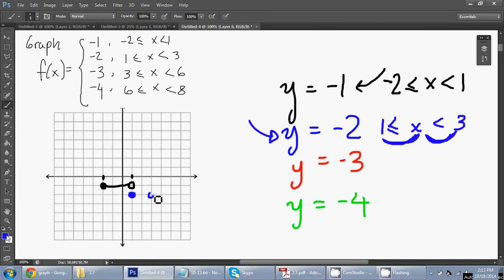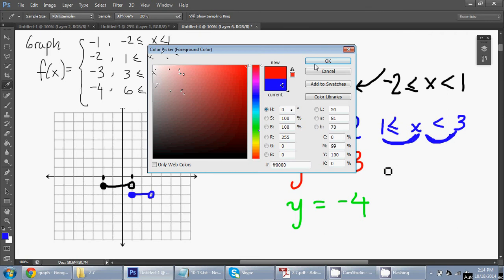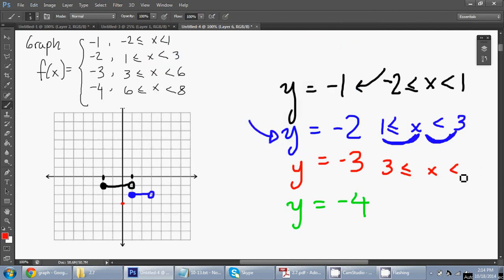Now the third one is the exact same thing. So it's still a horizontal line at y equals negative 3. So down here, y equals negative 3, it's going to be somewhere there. But then they give you the conditions, which are 3 is less than or equal to x is less than 6. And so you can read this as x has to be greater than or equal to 3, which is right here, x equals 3. I'm going to color it in because there's an equal sign. And then x has to be less than 6, but there's no equal sign. So it's going to be a hollow circle, and I'm going to put it right here.